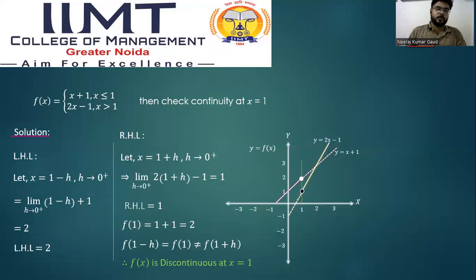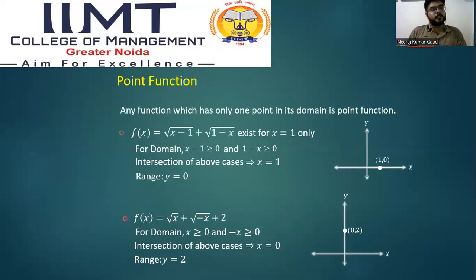So f of 1 minus h is equal to f of 1, but not equal to f of 1 plus h. So the function is not continuous at x equal to 1. Point function. Any function which has only one point in its domain is a point function. f(x) is equal to under root of x minus 1 plus under root of 1 minus x exists for x equal to 1 only. For domain, x minus 1 greater than or equal to 0 and 1 minus x greater than or equal to 0. Intersection of above cases implies x is equal to 1 and range y is equal to 0.